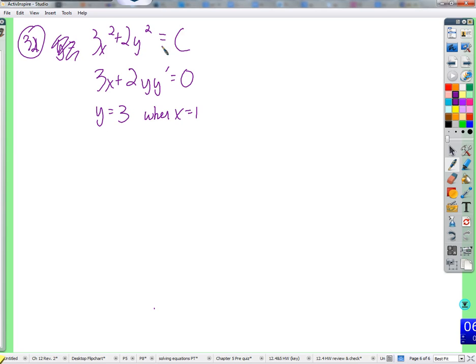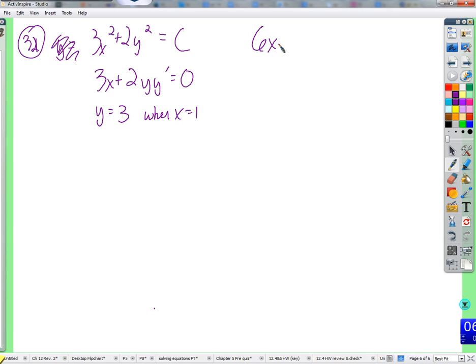So the first thing that we need to do in order to show that this is a solution to this differential equation is figure out what y prime is. Right? So let's figure out what y prime is. The derivative of 3x squared would be 6x.